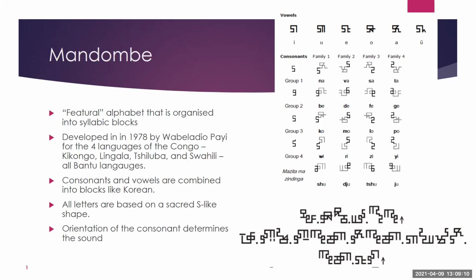And so it's very interesting because, if you look at the chart, the orientation of the consonant determines the sound. So if you go to group 1 and look across, you can see that the shape is the same, but depending on how you connect the consonant to the vowel, it will either be a na, a ba, a sa, or a ta. And you have these 4 categories all the way down. So you will have one symbol which can represent 4 different sounds, but the orientation around the vowel will change the sound. So I thought that was really, really interesting.